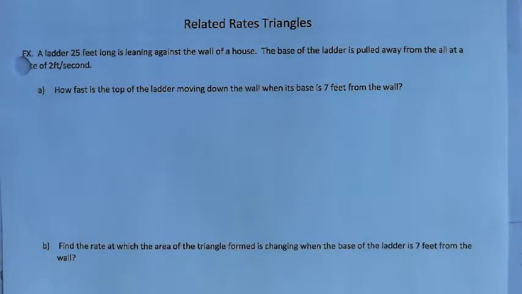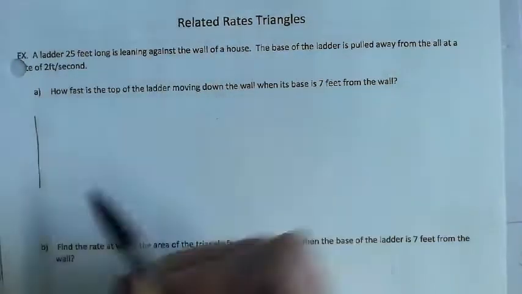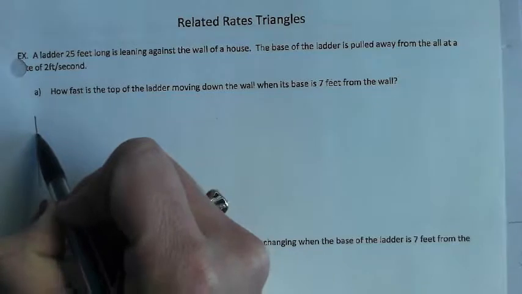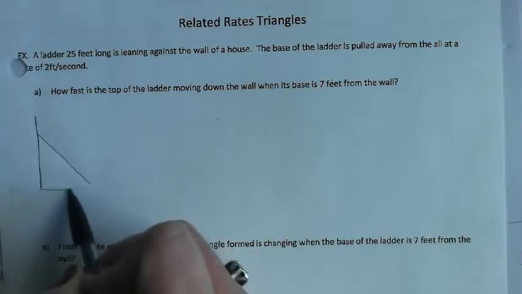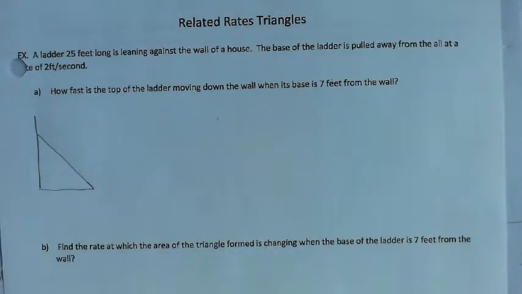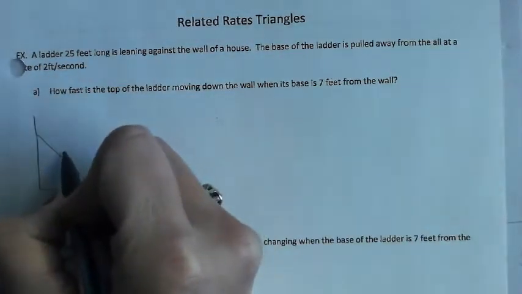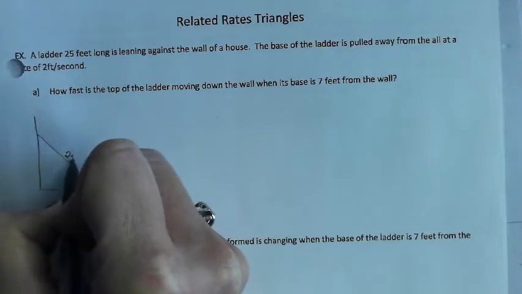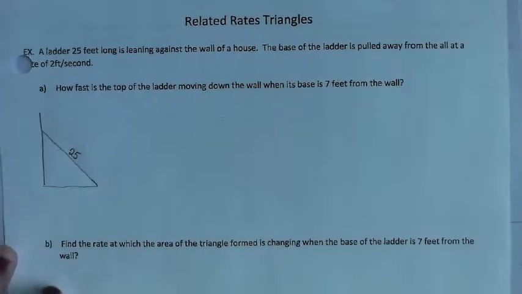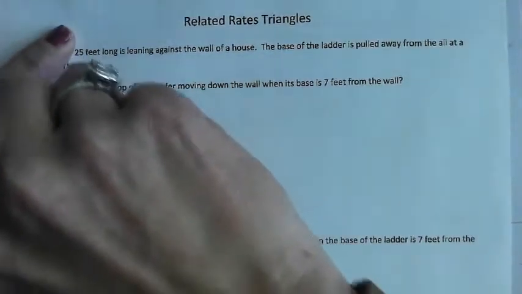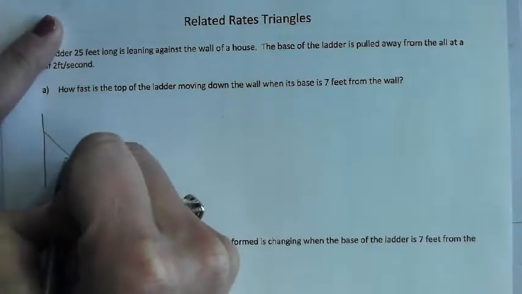Okay. A ladder 25 feet long is leaning against the wall of the house. Draw a picture. Always draw a picture. So my house is going to be here. My ladder is going to be leaning up against the house. And that ladder is 25 feet long, so I'll just do 25. I might actually put that on the inside. You'll see why in a second.